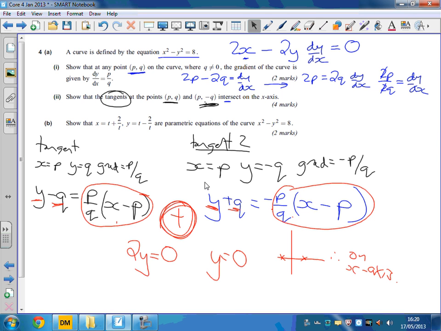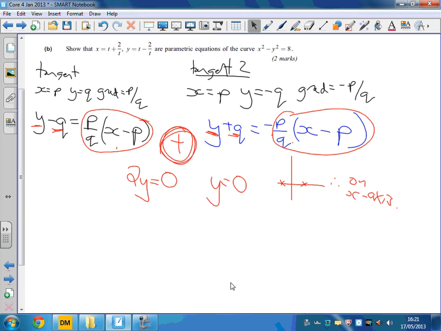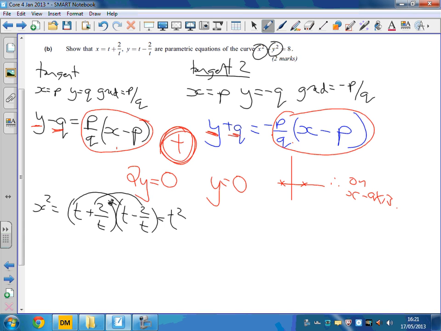And the last part, there's only 2 marks because there's actually a really quick way of doing this, which I'll show you in a second. But I'll show you what most people did really. Most people spotted that we were talking about x squared and y squared, and they just worked those out. So x squared is going to be t plus 2 over t all squared. I'm going to write it out twice. And we're multiplying that out, so t times t is t squared. 2 over t times 2 over t is, sorry, that should be plus there, shouldn't it? Plus 4 over t squared.